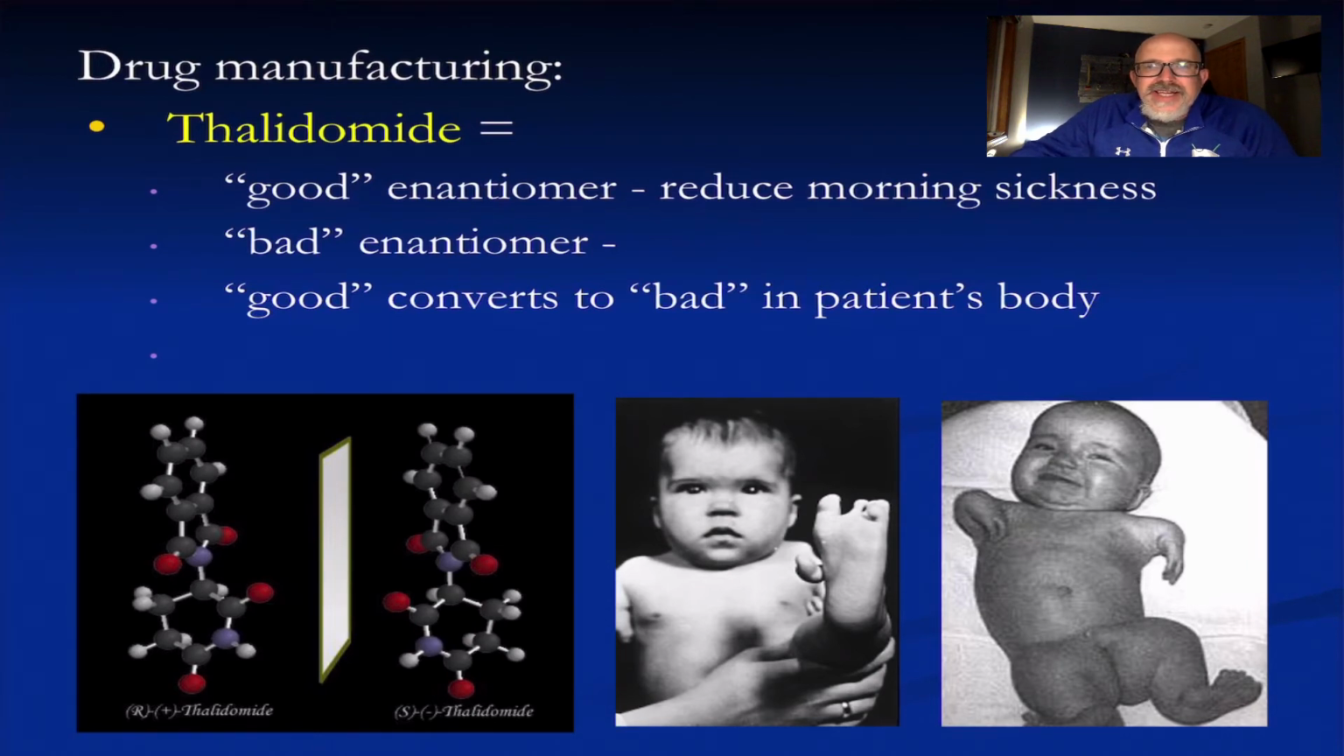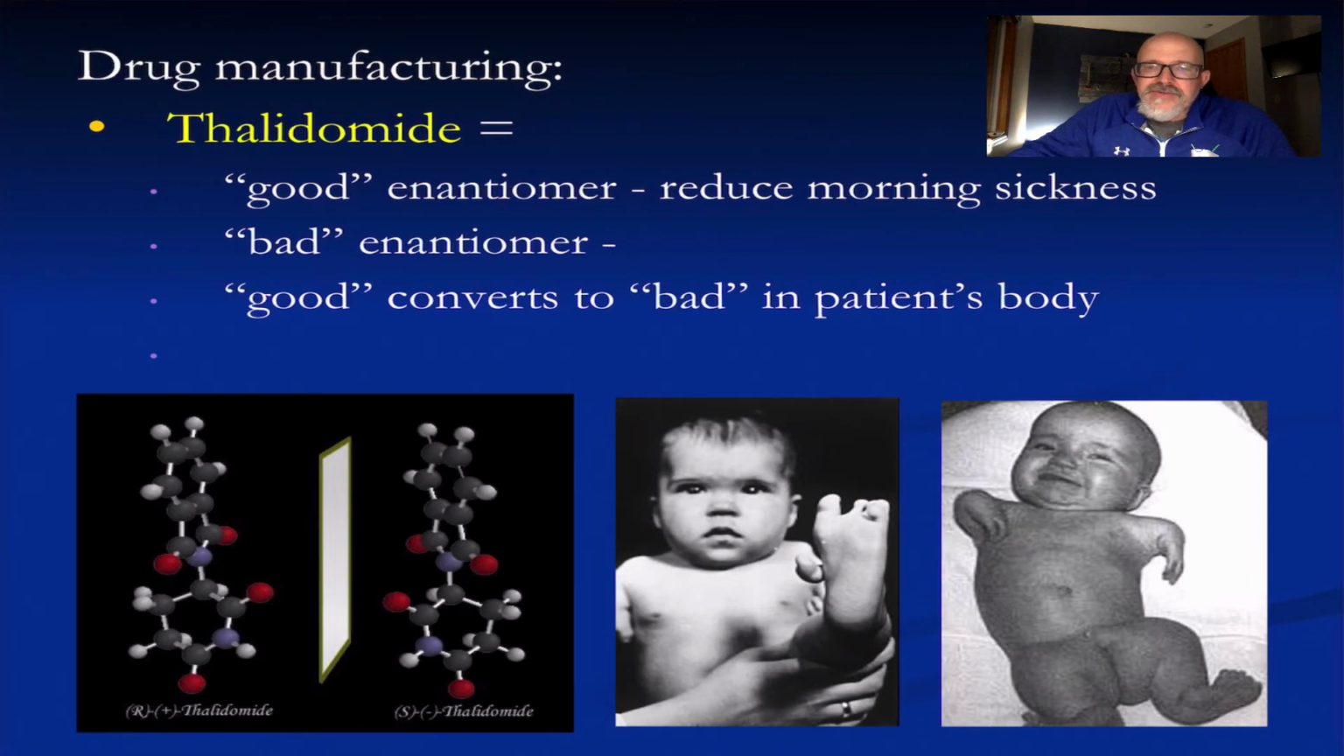It was marketed back in 1957 in West Germany was the first time they used it. They used it primarily as a sedative, but they also started to realize that they could use it to treat nausea, and it alleviated morning sickness in pregnant women, which again was a good thing. But what they discovered throughout the world, about 10,000 cases were reported of infants that had birth defects.